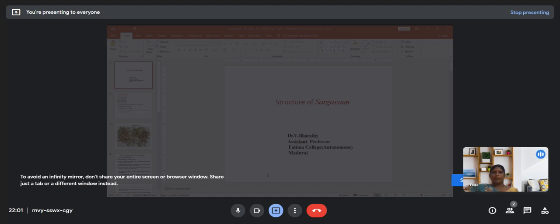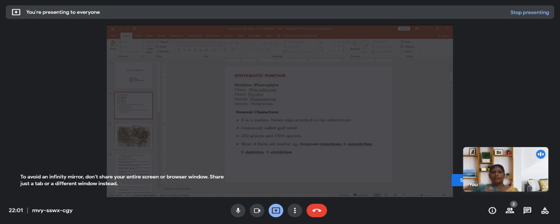Let us see about the structure of sargassum. Sargassum is a brown algae belonging to the division Phaeophyta, class Phaeophyceae, order Fucales, and the family Sargassaceae, genus Sargassum. It is a brown algae which is seen in the marine region, which has a basal holdfast. By means of the basal holdfast, they attach themselves to the substratum.